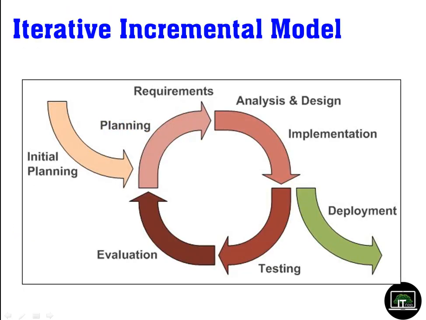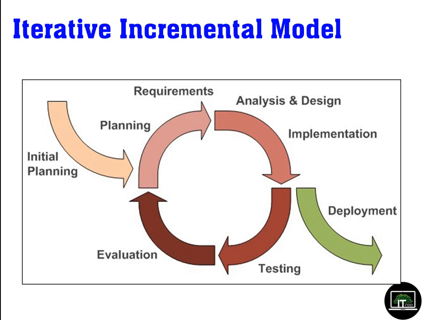Then we go to the next one, the iterative incremental model. This starts with the initial planning, then planning where you get the requirements, then analysis and design, then implementation. You can deploy. After you deploy or while you deploy, you can do testing. Then you go for evaluation. Again, you go for the initial planning, then planning, requirements. So this is iterating. This iterative model will loop. In each phase you develop the system as small developments.